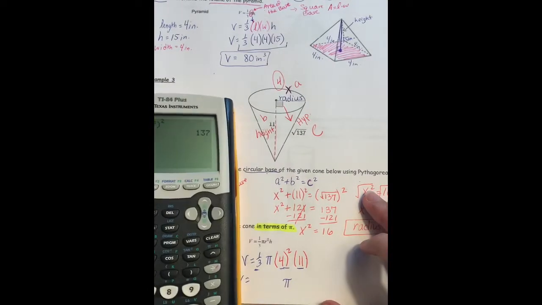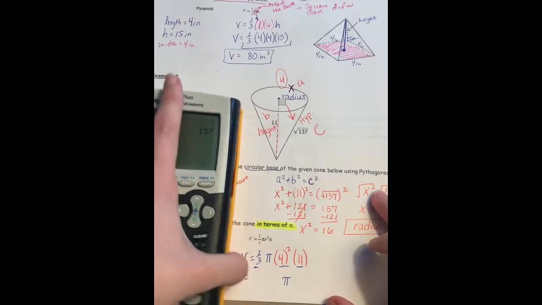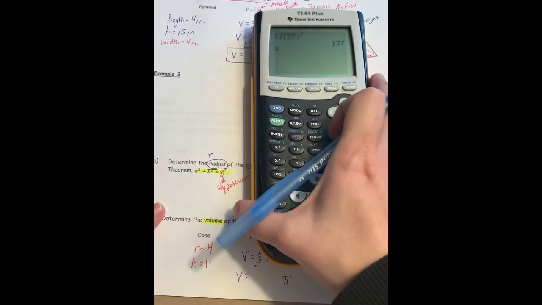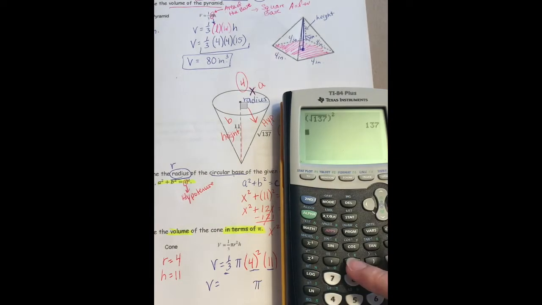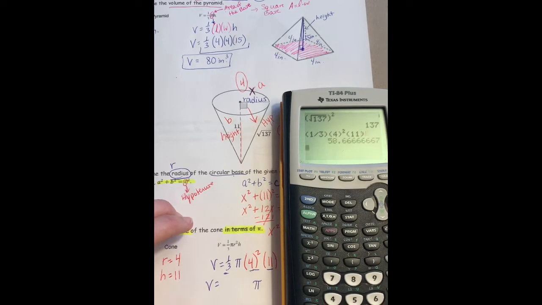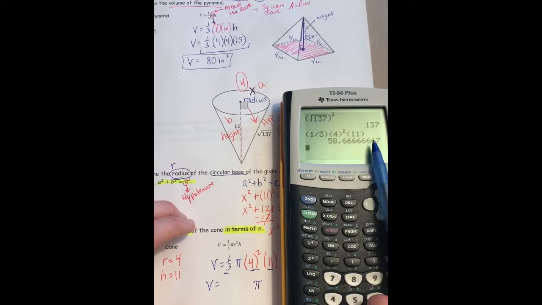You can do this two ways. Really depends on your preference, but there we go. You can do parentheses, 1 divided by 3, close parentheses. Leave the pi off, because we already brought that down. 4 squared times 11. You get this big long decimal, which is really ugly to write, and they didn't tell us to round or anything.